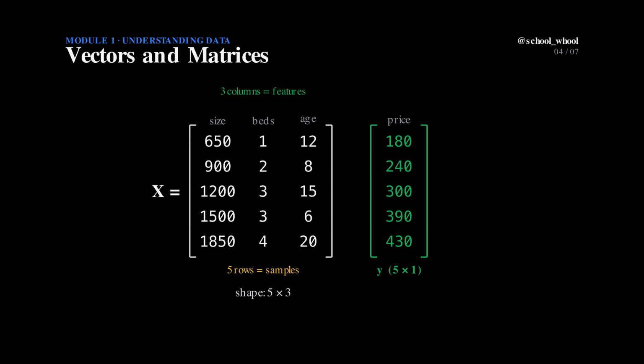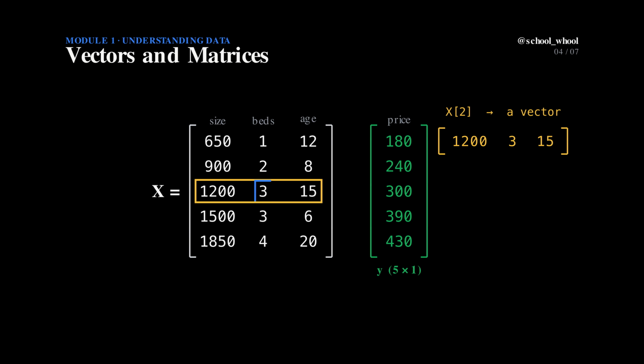To grab one apartment, we index it by its row. X at position 2, counting from 0, pulls out the third apartment, as its own vector. Add a second index for the column and you land on a single number. This apartment's bedroom count. A row gives you a vector. A row and a column give you one value.